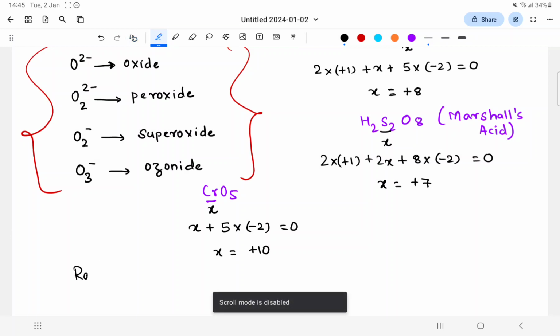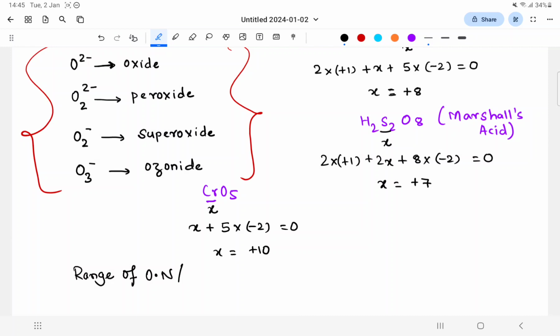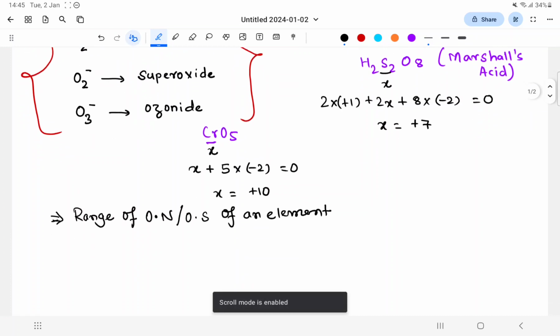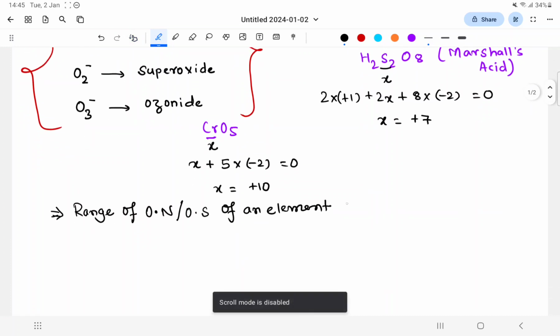What it talks about, guys? It talks about the range. What is the value of range of oxidation number or oxidation state of an element? So how do we find this particular formula, or how do we find this particular concept? So there is a formula for that, and I hope many of you would be knowing about it if you have actually studied this topic in detail.